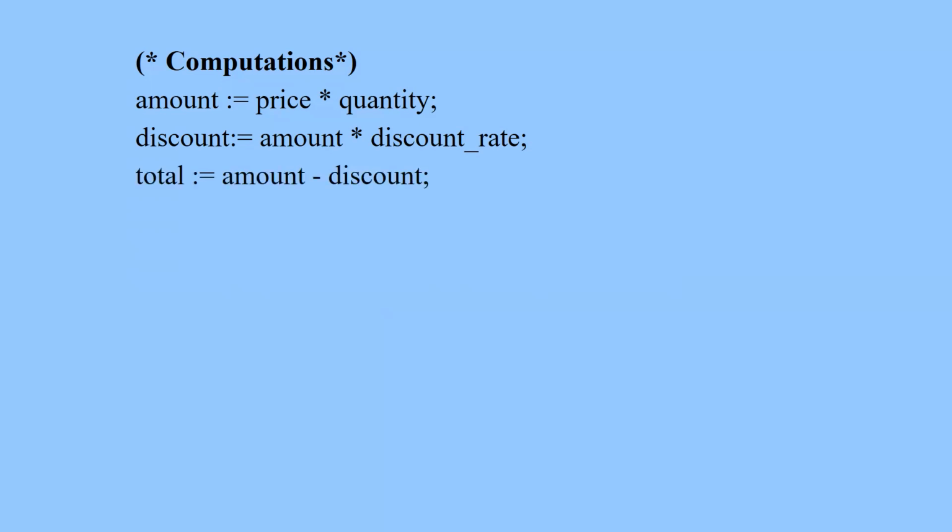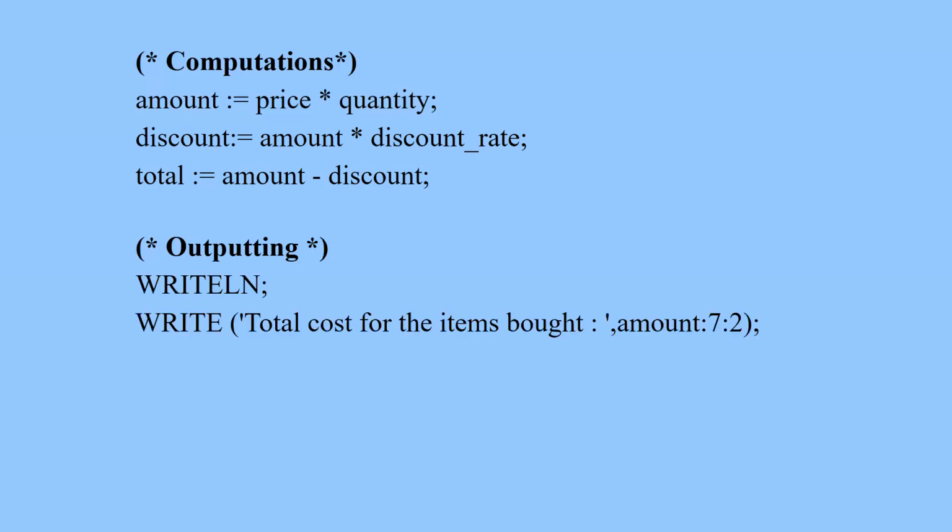Then to calculate the total that the customer is supposed to pay, pick what is in the memory location called discount. Subtract it from what is in the memory location called amount. What you get, store it in the memory location called total. Then display the following: an empty line, and then the statement, total cost for the items bought.